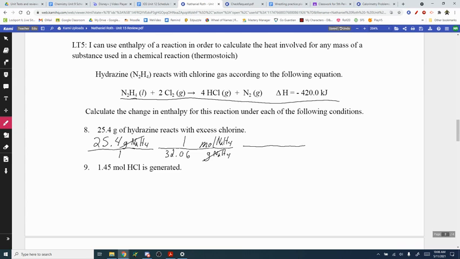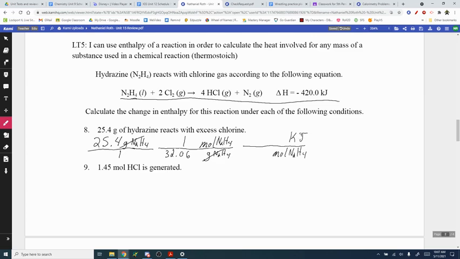And actually, we're going to rewind a second. Calculate the change in enthalpy. So we are looking for energy. Okay, so that's why we didn't stop here at moles. So moles goes on the bottom here. Moles N2H4 goes on the bottom. We are looking for energy, so kilojoules goes on top.